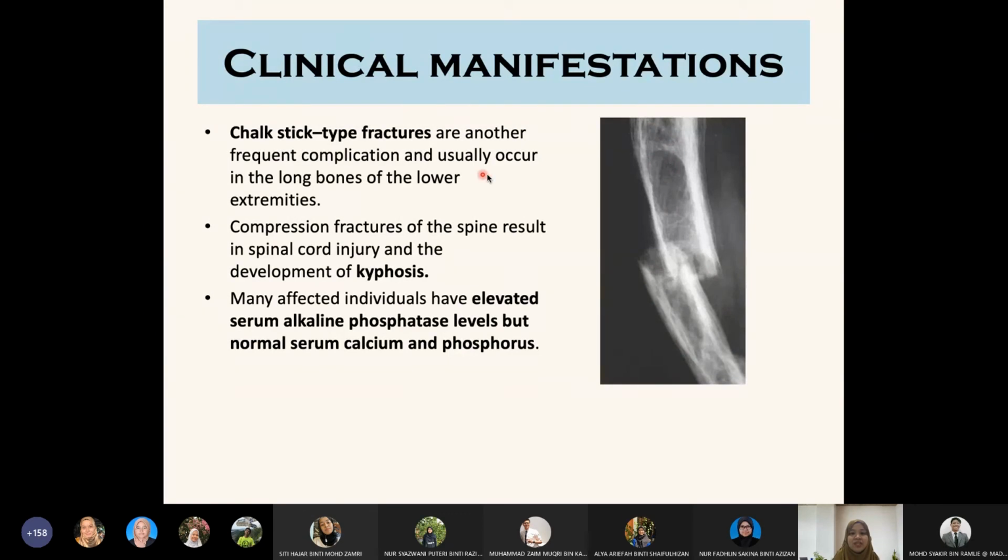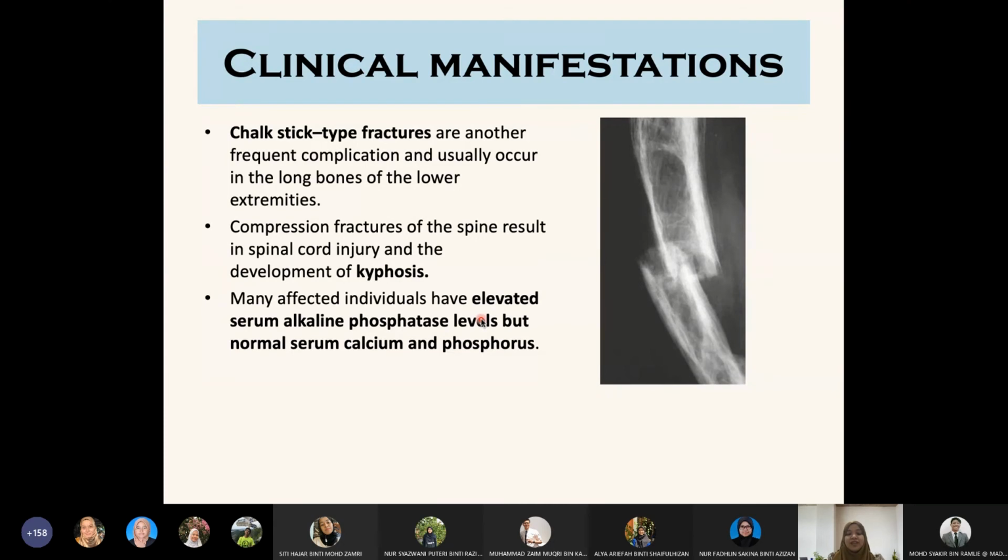Another clinical manifestation, they usually have a chopstick type fracture. This one is a frequent complication, and usually it occurs in long bones. Long bones means like the femur and the humerus. Chopstick type fracture. And then they can also have kyphosis because of the compression fracture of the spine, resulting in spinal cord injury. And then because they have a mixed phase, right?